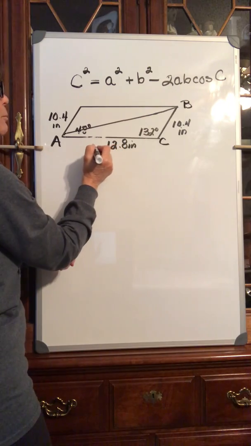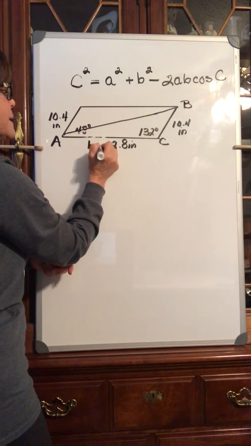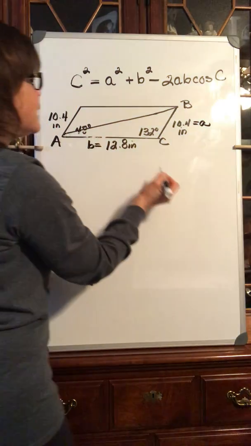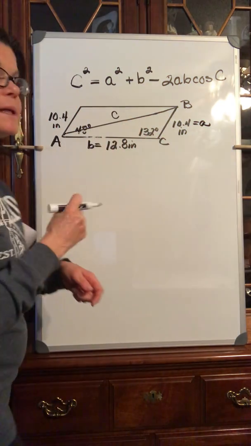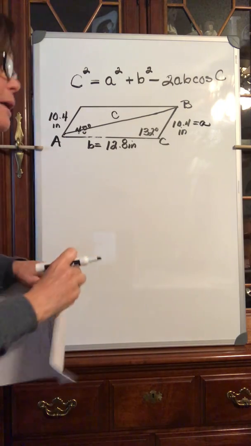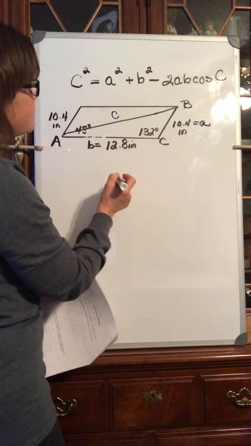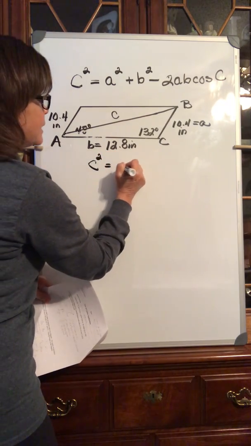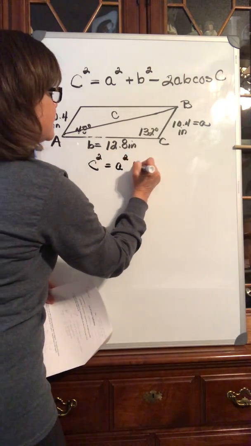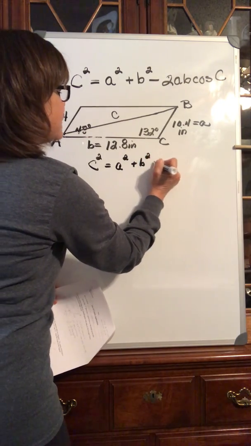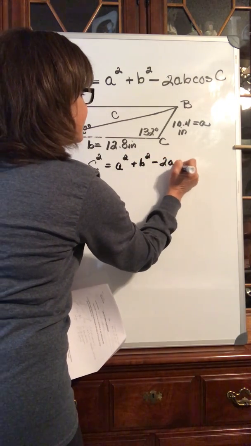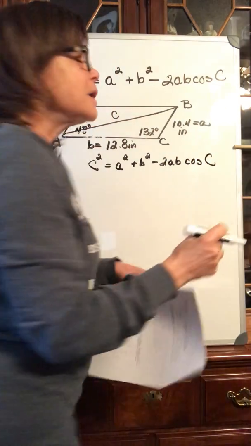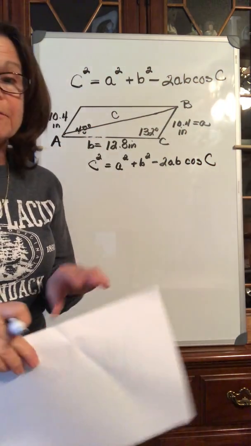So this 12.8 inches would be lowercase b. This 10.4 inches is lowercase a. And what I am looking for is lowercase c. So now I'm going to go to my law of cosines. Because I'm trying to find side c, I'm going to start with c squared is equal to a squared plus b squared minus 2ab cosine of capital C. Go to my notes, fill this in, and finish the problem.